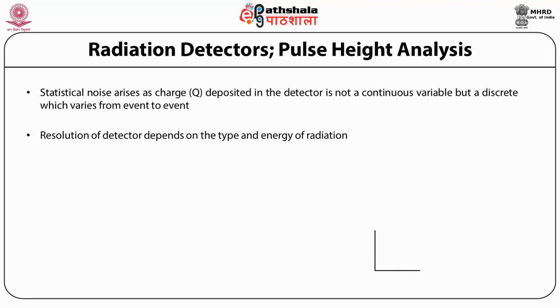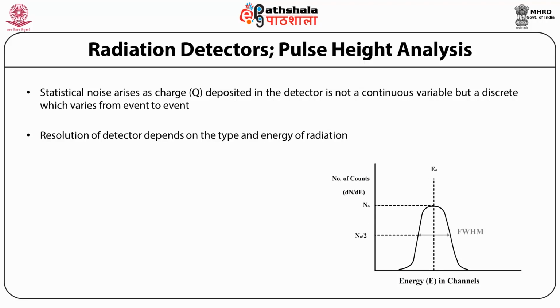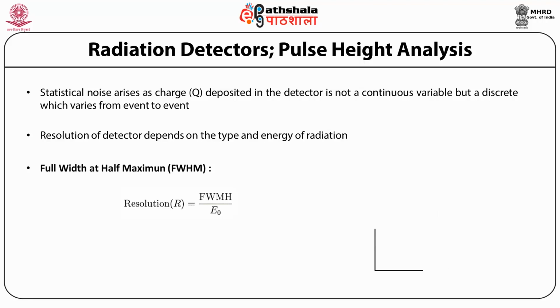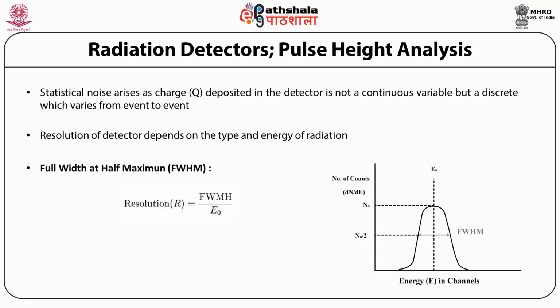Resolution of a detector depends on the type and energy of the radiation. Here what we were discussing as FWHM is the full width at half maximum. This is the expanded form of FWHM. It is nothing but the width of the gamma energy peak corresponding to 50% of the maximum number of counts in the peak. So resolution R is given as FWHM upon E0, where E0 is the centroid, or you can say E0 is the energy of the gamma radiation.